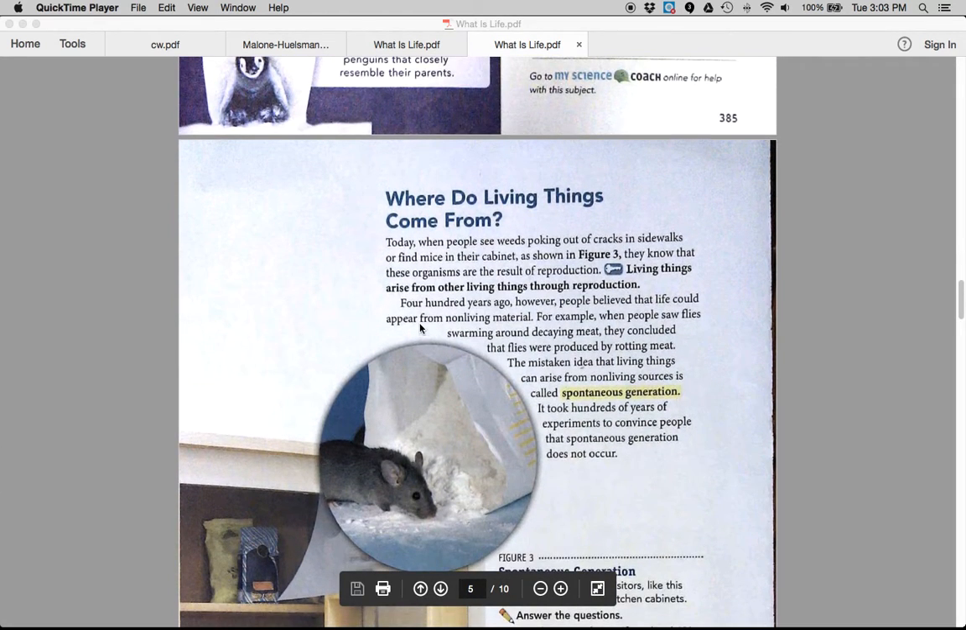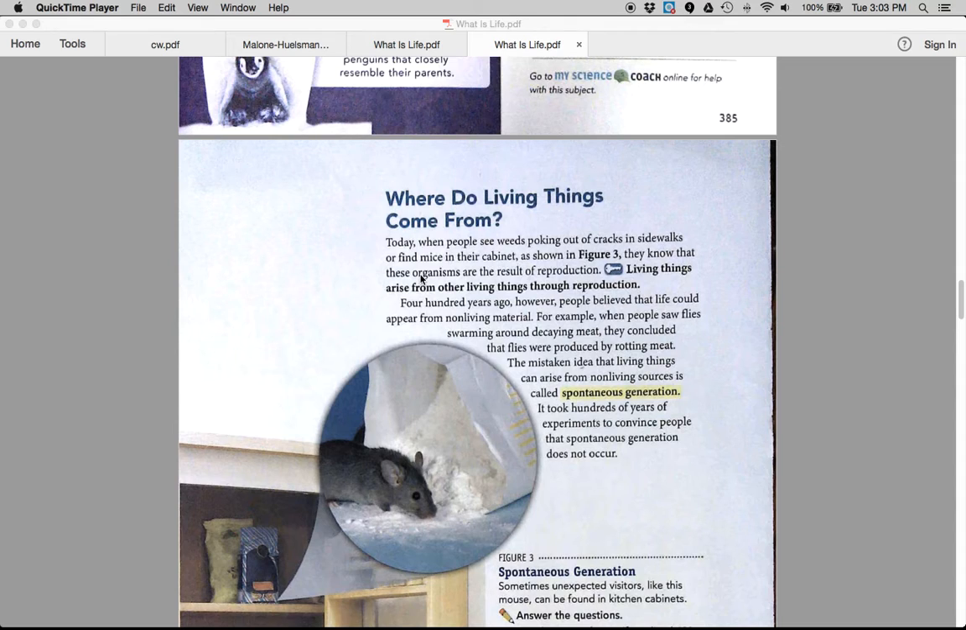Where do living things come from? Today, when people see weeds poking out of the cracks in sidewalks or find mice in their cabinets, as shown in Figure 3, they know that these organisms are a result of reproduction. Living things arise from other living things through reproduction.